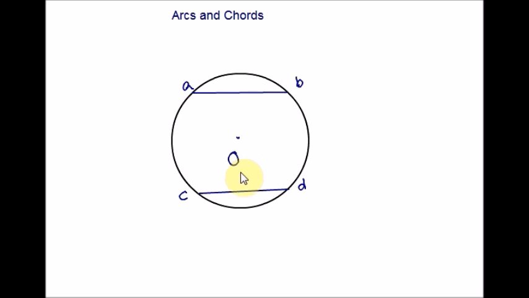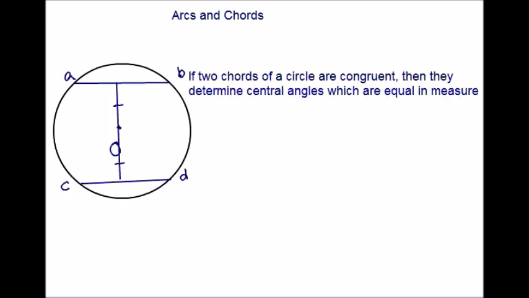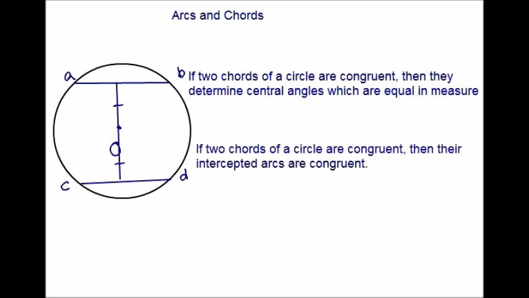This conjecture also tells us that the distances from the center of the circle to the two congruent chords are equal. You should also be familiar with the precise statement of the conjecture. Let me state what they are. There are three statements. Point 1. If two chords of a circle are congruent, then they determine the central angles which are equal in measure. Next one is, if two chords of a circle are congruent, then their intercepted arcs are also congruent. Third one is, two congruent chords in a circle are equal in distance from the center.